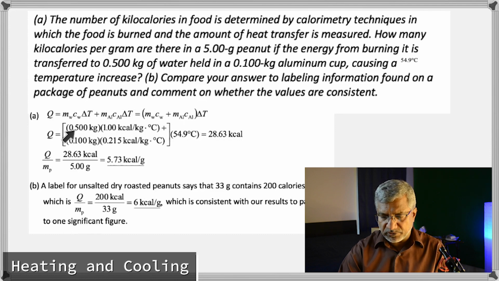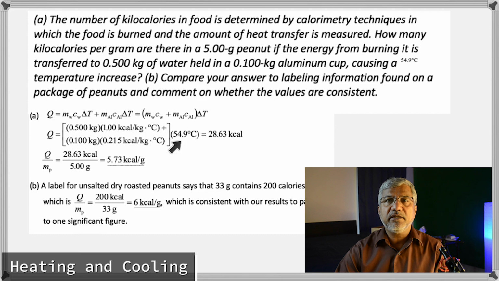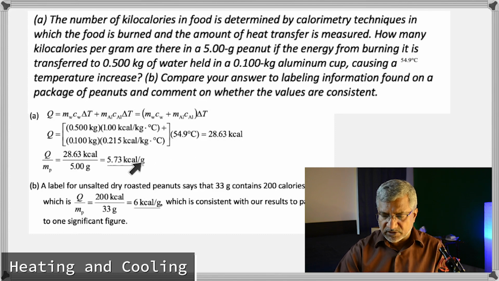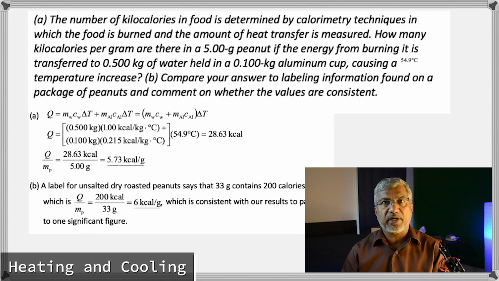So now substitute. This is the mass of water, this is the specific heat of water, plus the mass of aluminum times the specific heat of aluminum. Remember, all these quantities, constants, will be given, times 54.9 degrees Celsius, which was the change in temperature. When you do that, you get 28.63 kilocalories. So that's the quantity in 5 grams. To find how much was there in 1 gram, you have to divide by 5, and that gives you 5.73 kilocalories per gram. So when you eat 1 gram of peanuts, that's the amount of energy that you get.